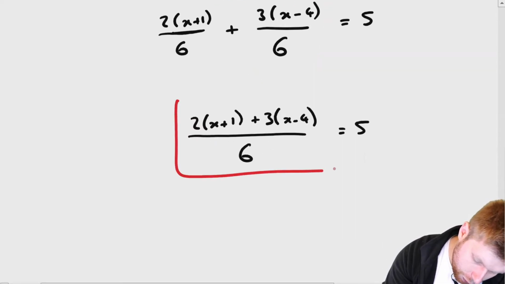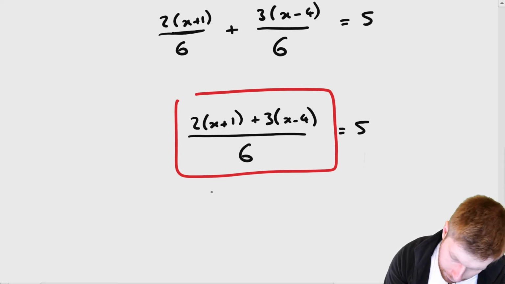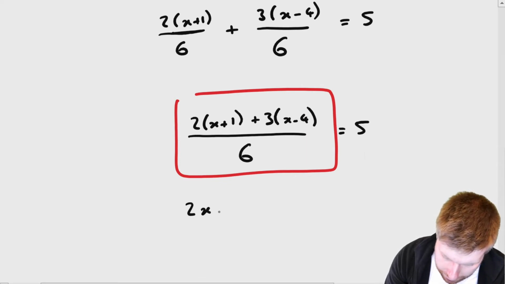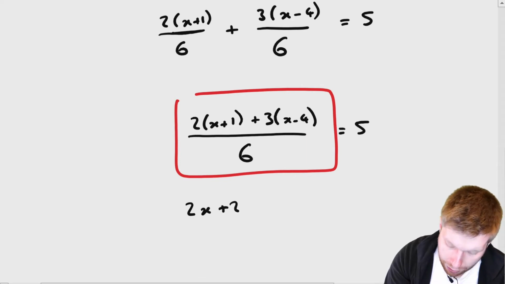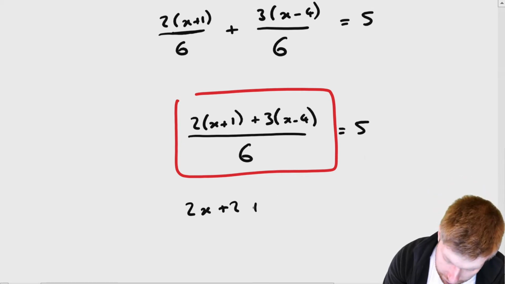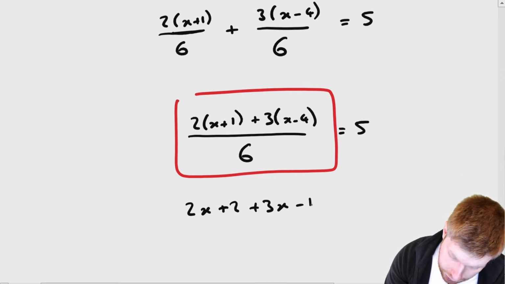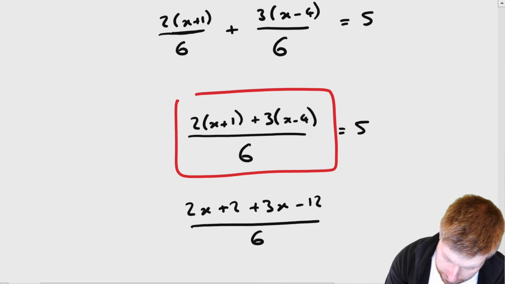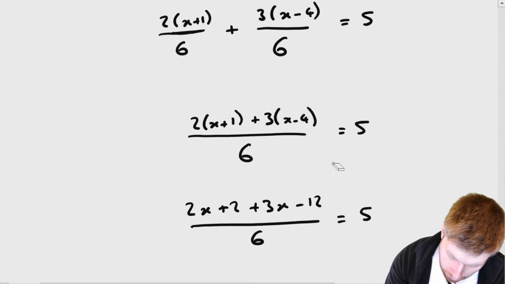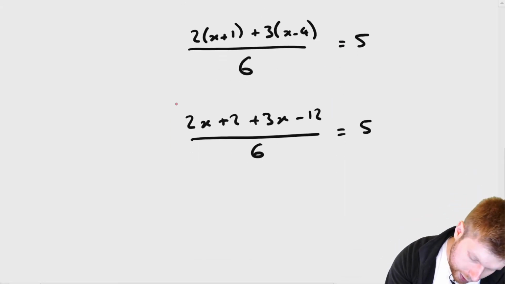So if I expand out the numerator, let's expand each term separately. So 2 times by x plus 1 is going to give me 2x plus 2. And then 3 multiplied by x minus 4 is going to give me 3x minus 12. And that's all still over 6. That's going to equal 5. All right, good. So carry on working with this then.